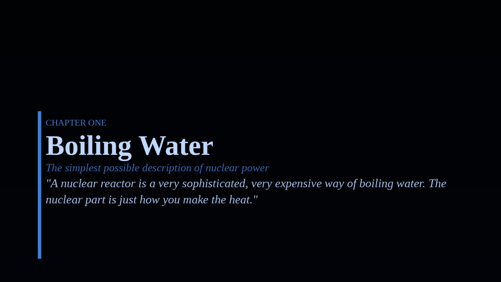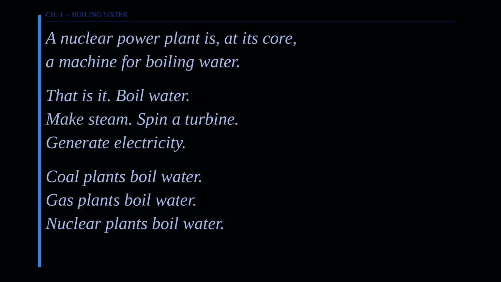A nuclear power plant is, at its most fundamental level, a machine for boiling water. That is not a simplification for a non-technical audience. That is literally what it does. Boil water. Use the steam to spin a turbine. Use the turbine to drive a generator. Generate electricity. Coal plants do this.